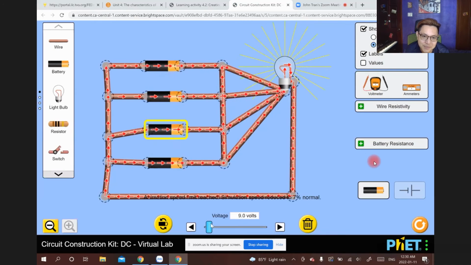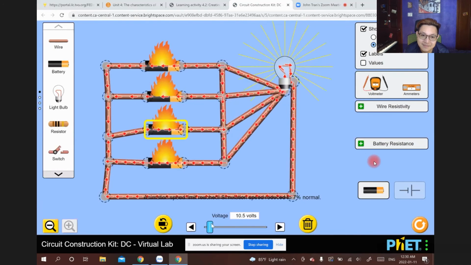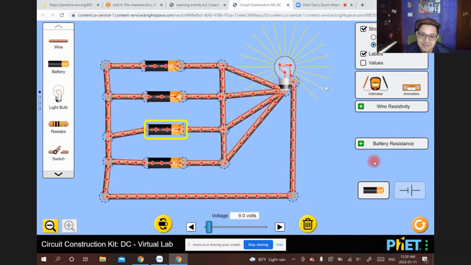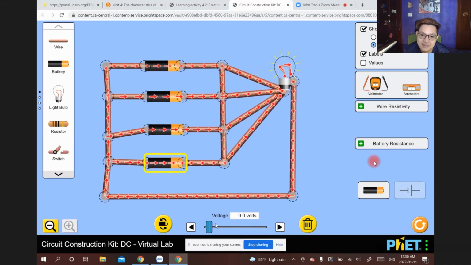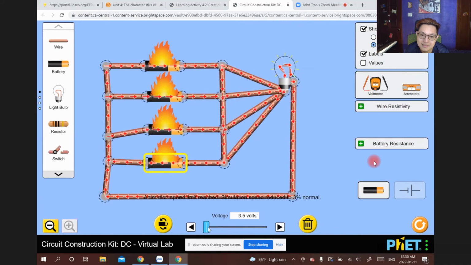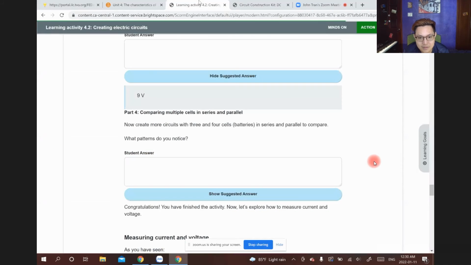Guess why? You increase the voltage and then it just starts to burn. Just increase the resistance. Either way, it's too late, I think, because there's just too much voltage.